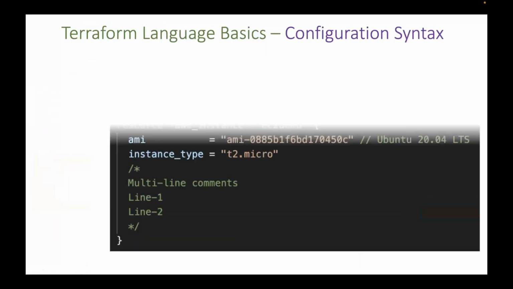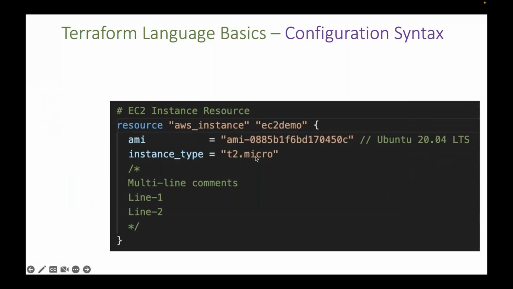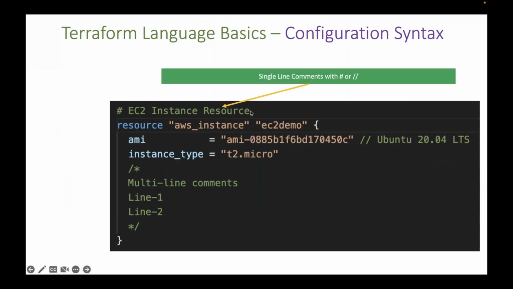Now the comment. As I told, if you use hash or double slash or multi-line comments, wherever it finds them, that particular line will not be executed by Terraform. So if you want to comment out a line, you can use this hash symbol or this double slash. If you want to comment multiple lines, you can use slash asterisk and asterisk slash. Then these three lines will be commented out, which means Terraform will not execute these lines.